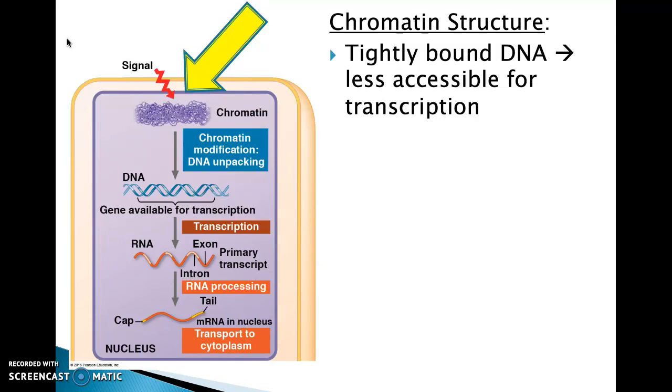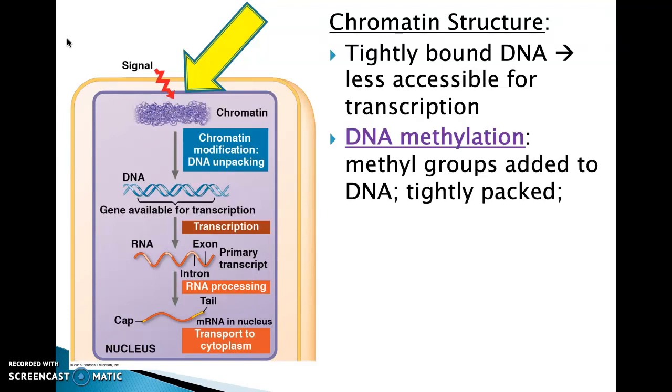The tighter the histone and the DNA are wrapped around one another, or the more tightly bound the nucleosome is, that means transcription is less likely, because that process is less accessible when you have the DNA really compacted, really tight. Another way that chromatin can be modified is by DNA methylation.